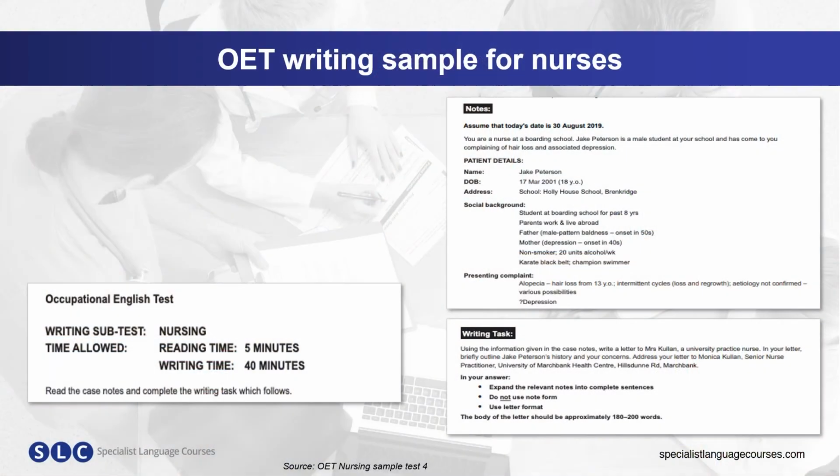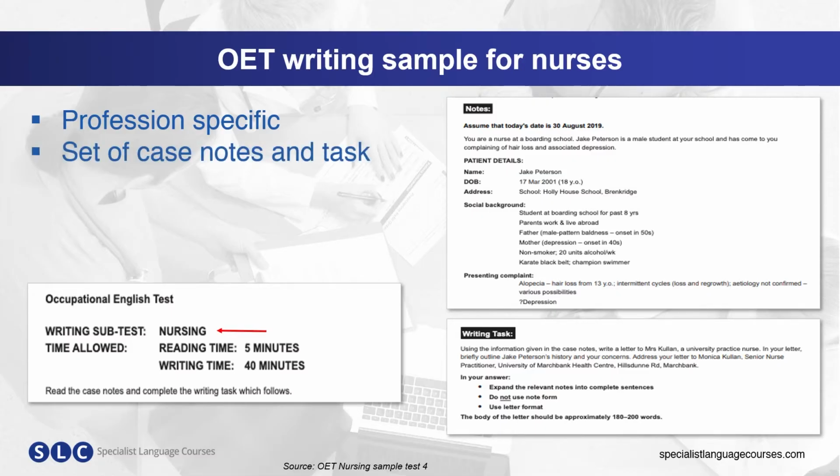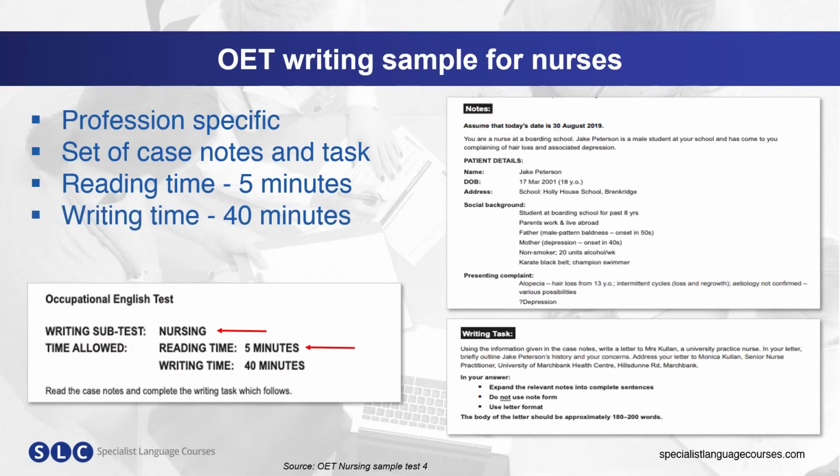Let's go! The OET writing is profession specific, meaning you will be writing as a nurse to another healthcare professional. You will be given a set of case notes and 5 minutes reading time. You can read through the case notes during this time, but you cannot write anything. Once the 5 minutes is up, you have 40 minutes to write your letter.